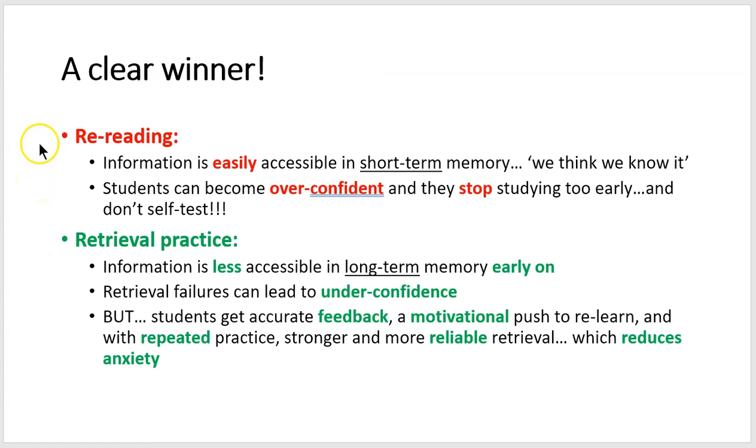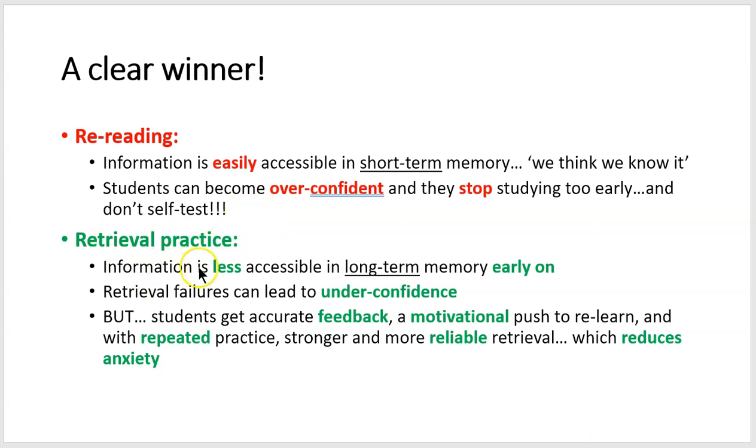So for psychologists, there's a clear winner when it comes to these two study techniques. We want to be using lots of retrieval practice. Now, there is a time and place for rereading, especially if we fail to retrieve. We're going to need to reprocess information. But let's summarize then with the following. When we're rereading, the information is easily accessible in the short-term memory system, so that gives us the impression that we think we know it. But students can become overconfident and they stop studying too early and then don't self-test. Why would you self-test if you already think you know it?